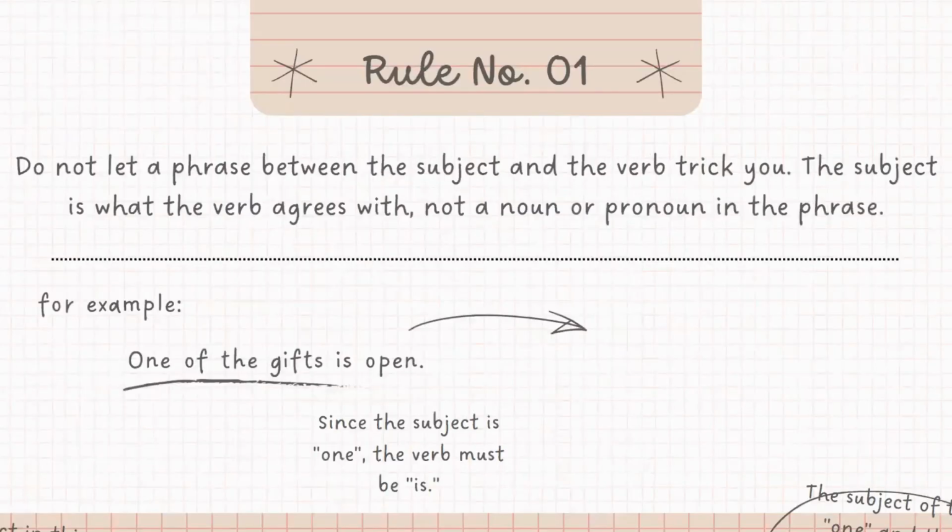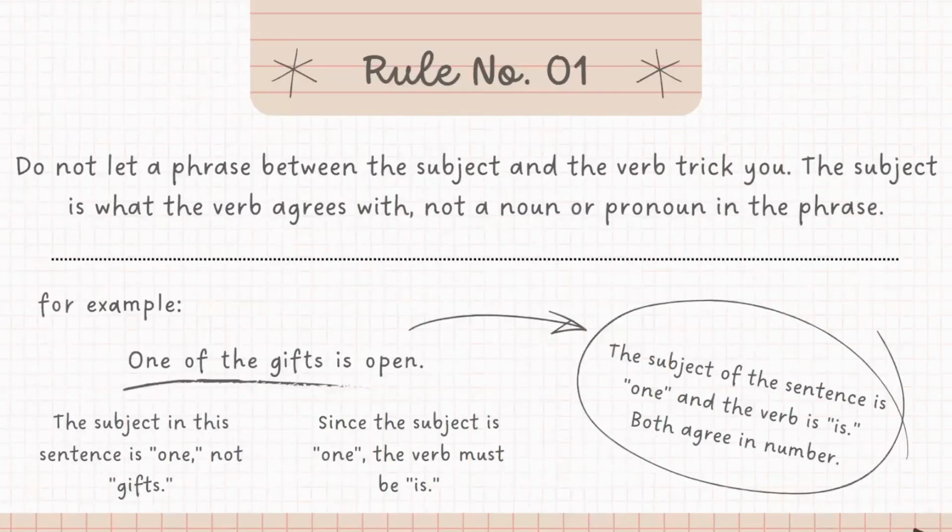Now let's focus on the rule number 1 in subject-verb agreement. Do not let the phrase between the subject and the verb trick you because the subject is what the verb agrees with, not a noun or a pronoun in the phrase. So here, one of the gifts is open. In this sentence, one is my subject, not gifts. Since one is the subject in the single form, so I will use is as my verb.